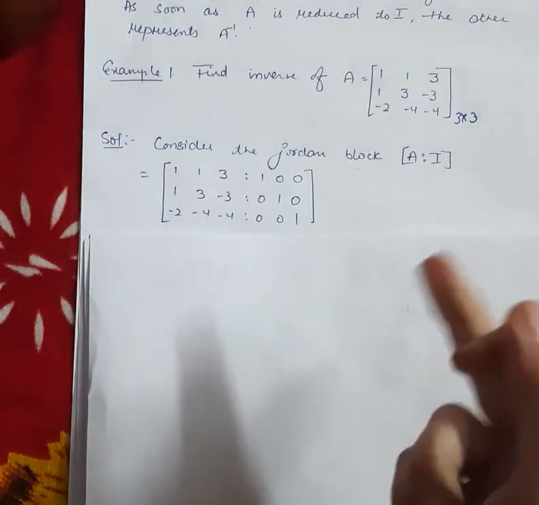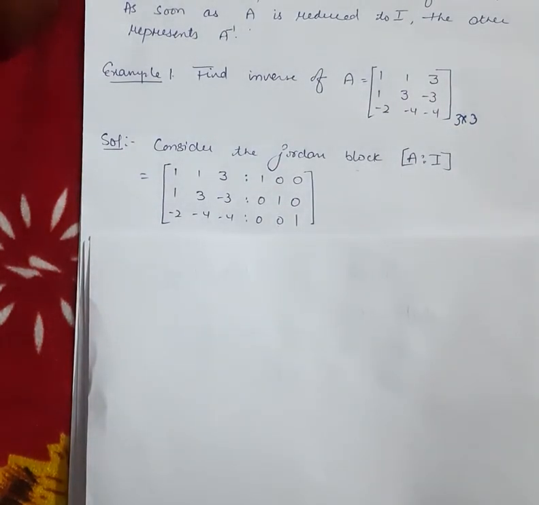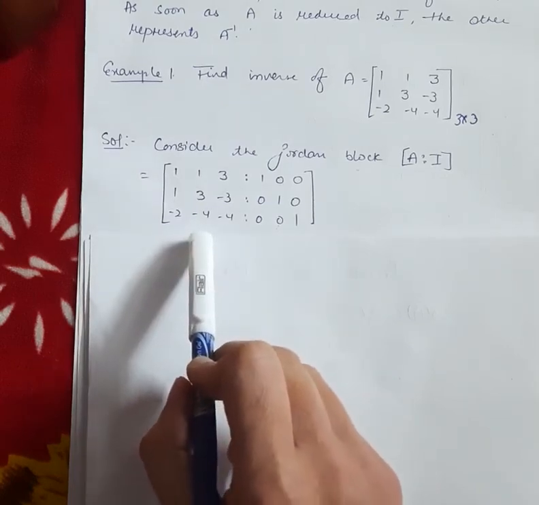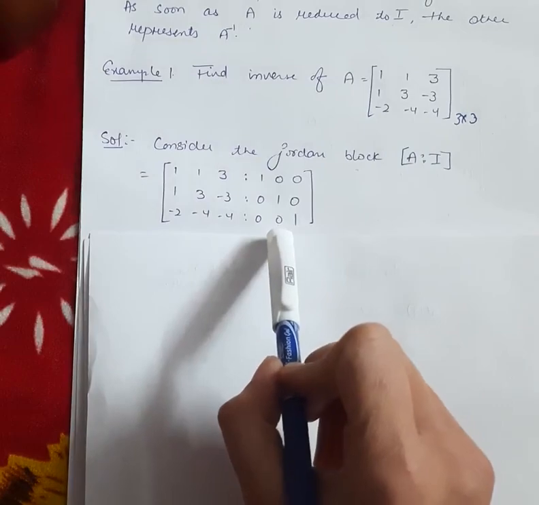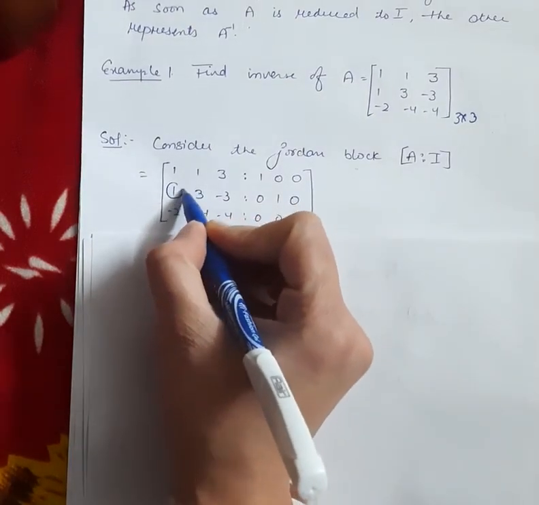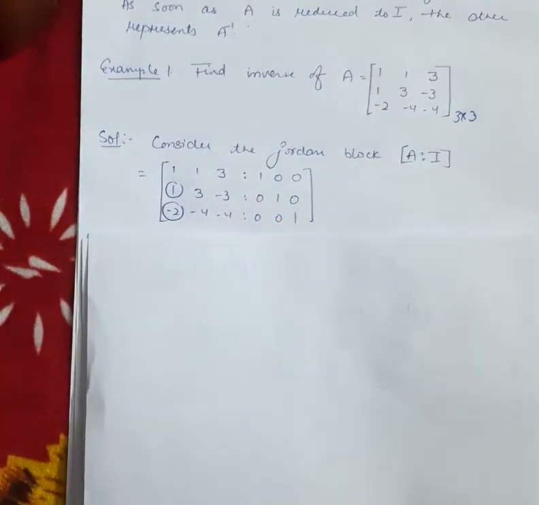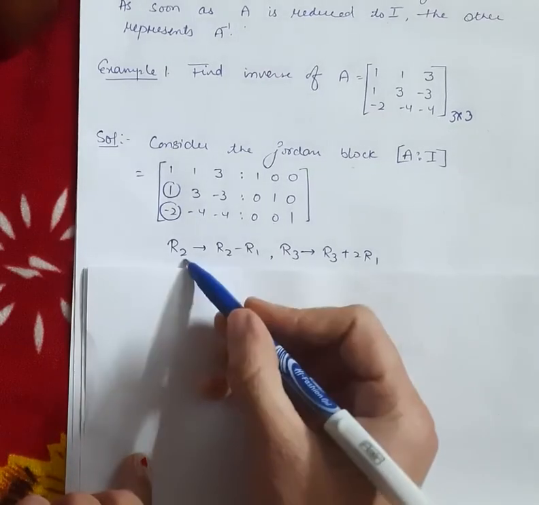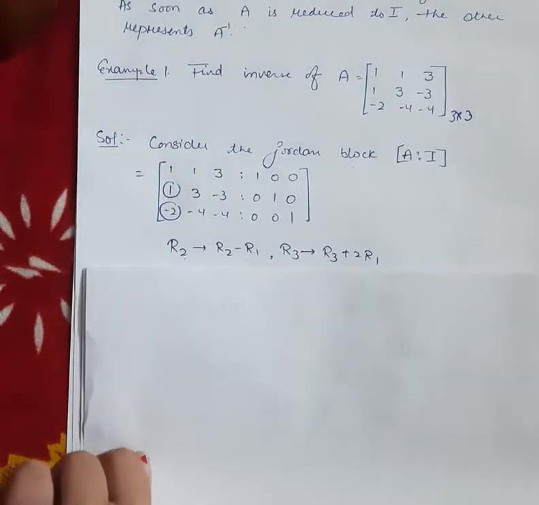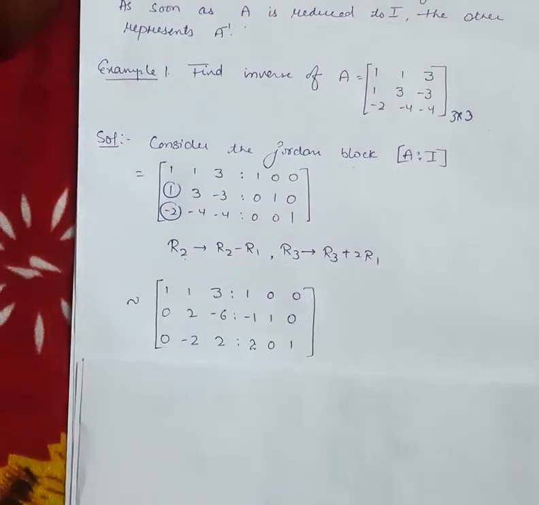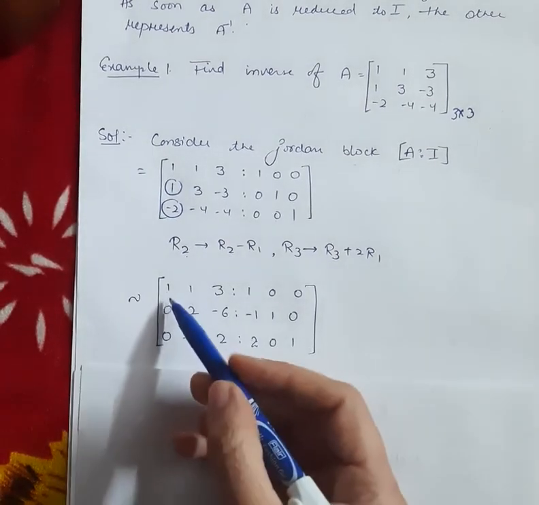Now we will start applying elementary transformations, or you can say elementary row operations, so that our left hand side is reduced to identity matrix and the new matrix transformed on right hand side will give us the inverse. Now for that, in the first phase I will convert these two elements to zeros. How we can do that, we will apply the operation on R2 as R2 minus 2R1 and on R3 as R3 plus 2R1. On applying these operations, we will get this matrix.